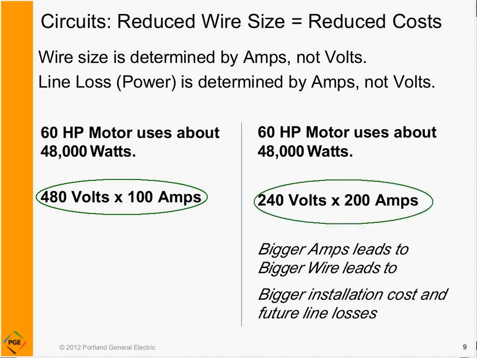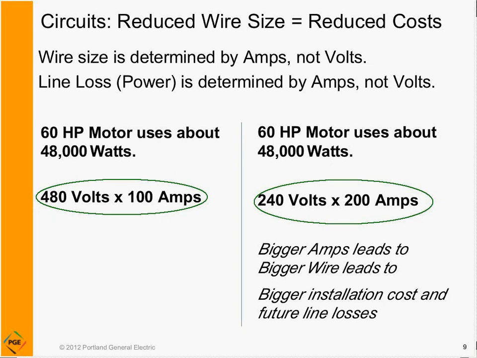So I have a 480 volt machine using 100 amps to get my 48,000 watts. I have a 240 volt unit at 200 amps for the same 48,000 watts. So on the bill, they're both going to have the same amount of watts. But what does it mean to have a 200 amp unit instead of a 100 amp?